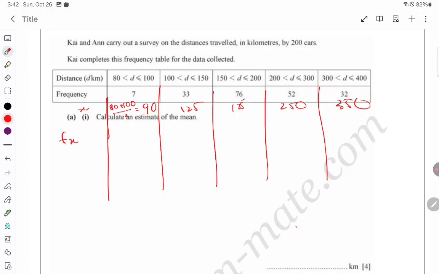For fx, 90 multiplied by 7, 33 multiplied by 125, 175 multiplied by 76, 250 multiplied by 52, 350 multiplied by 32.